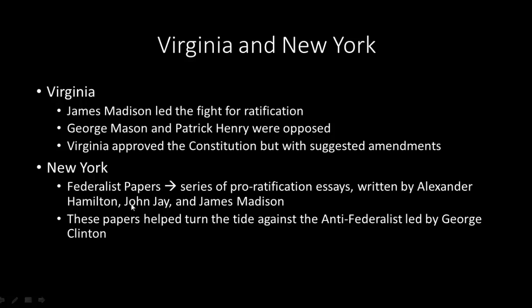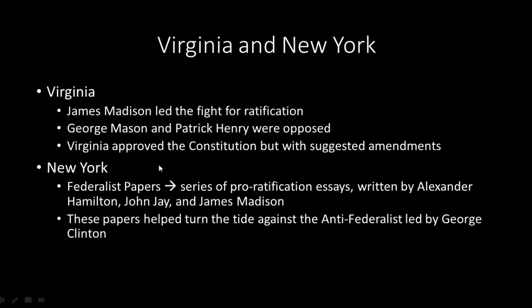And as we begin to look through, James Madison begins off as a staunch Federalist. He's fighting for ratification. He agrees with the document, and he wants to see it pass. George Mason and Patrick Henry were opposed, and these are 2 guys who were in Virginia with James Madison. So you can imagine the banter between these Virginians going back and forth.